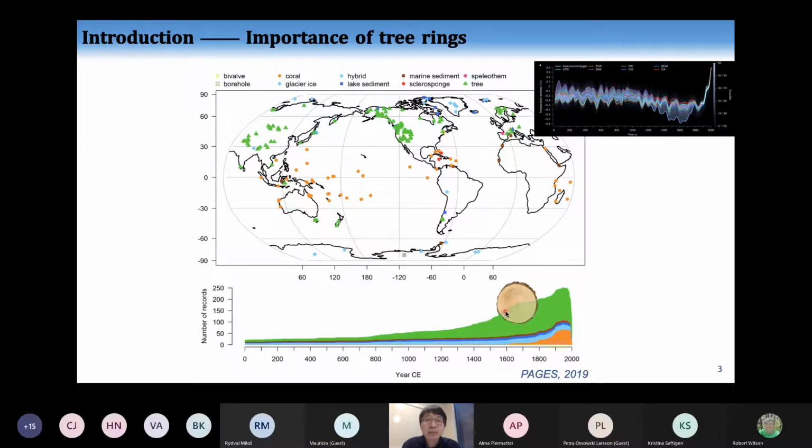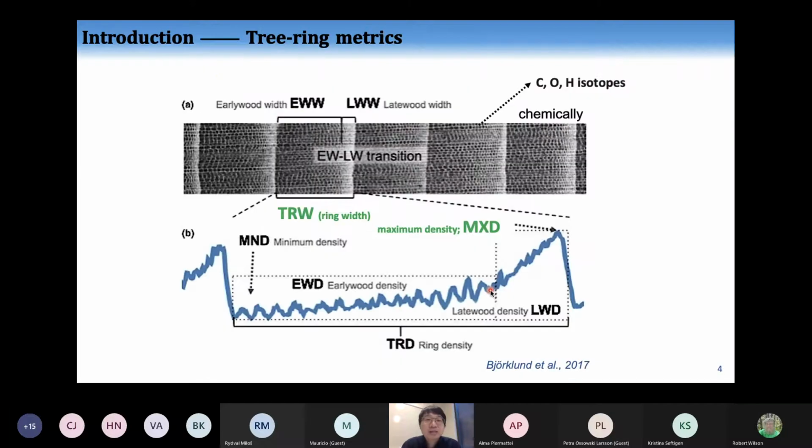So why are tree rings so important? This is because tree rings have very wide spatial coverage, and also they have absolute annual resolution. In fact, tree rings themselves cannot be used to reconstruct climate, but multiple tree ring metrics can. For instance, the ring width, density, and stable isotope data measured not only from the entire tree rings, but also the earlywood and latewood parts of tree rings are very useful.